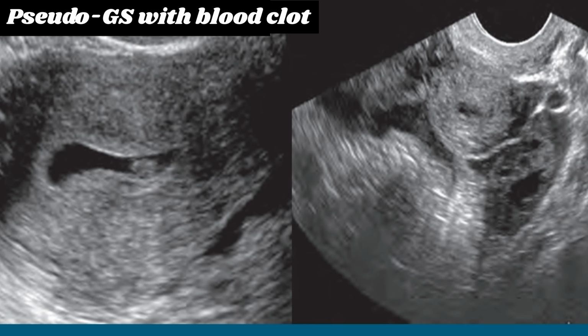Now we will discuss some pitfalls in the intrauterine embryonic versus the pseudogestational sac with the clotted blood. This is the case of intrauterine gestational sac, and this is the clotted blood in the pseudogestational sac that is resembling an embryo. This is the axial transvaginal image of the uterus in a patient with an ectopic pregnancy that shows a fluid collection containing a focus of clotted blood, initially thought to represent an embryo, but no cardiac activity was seen here.